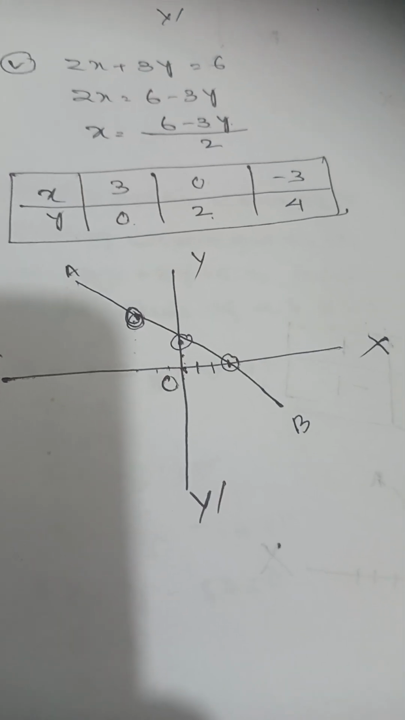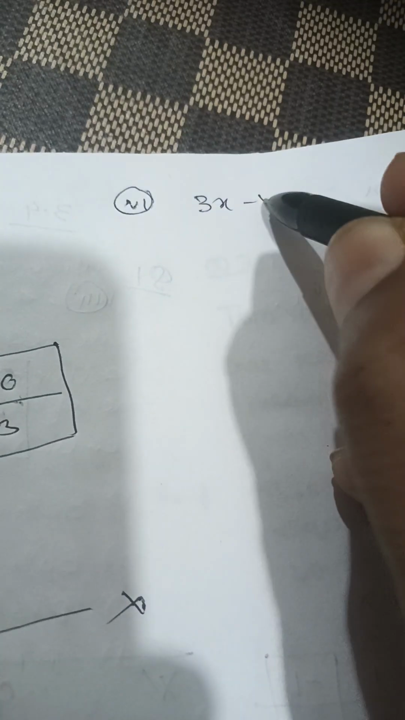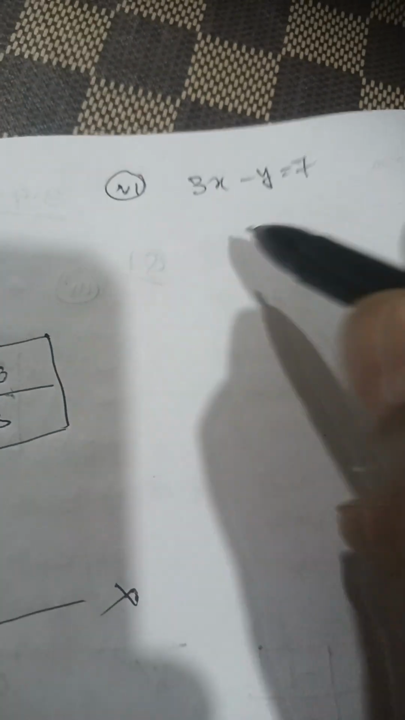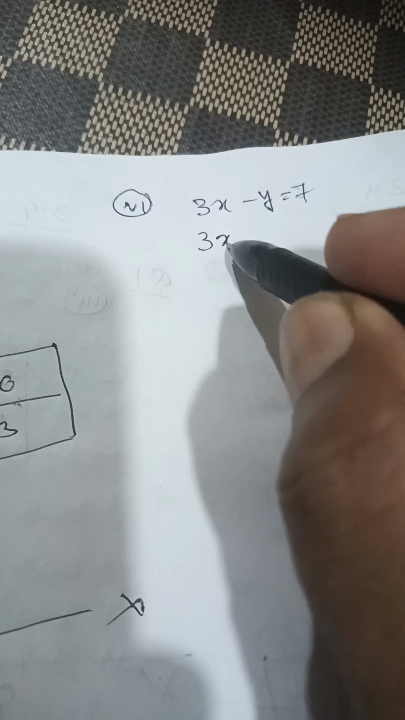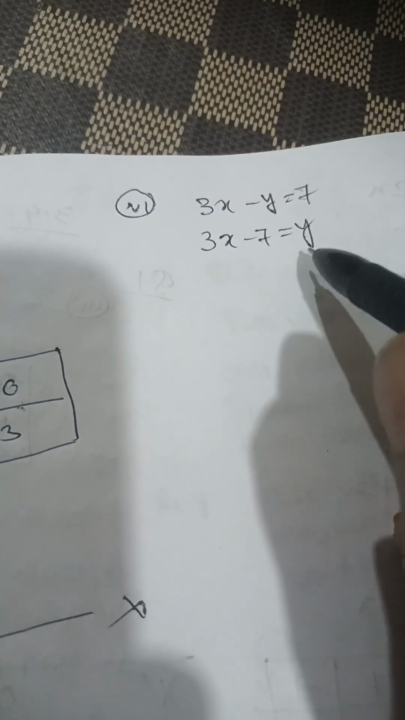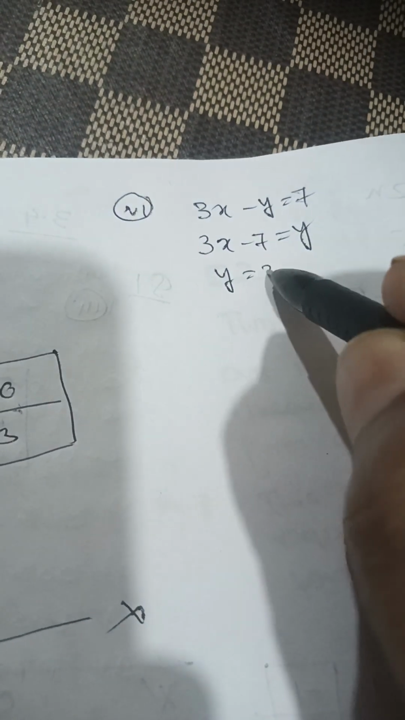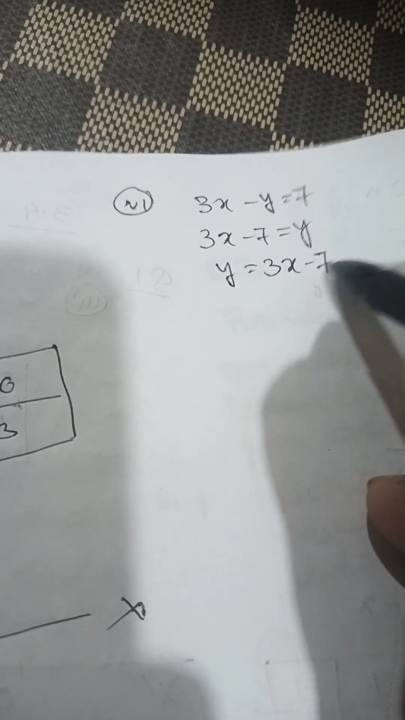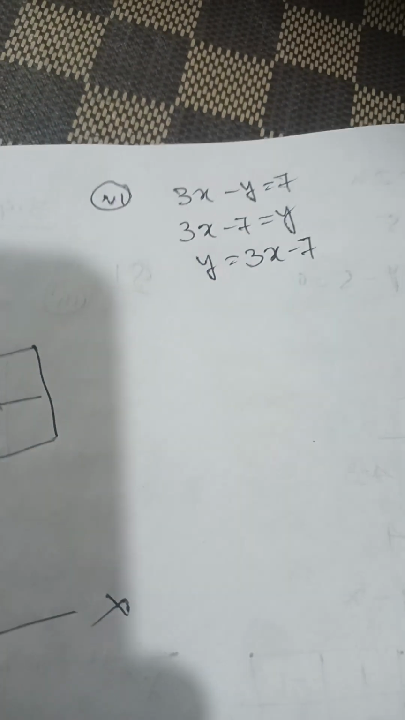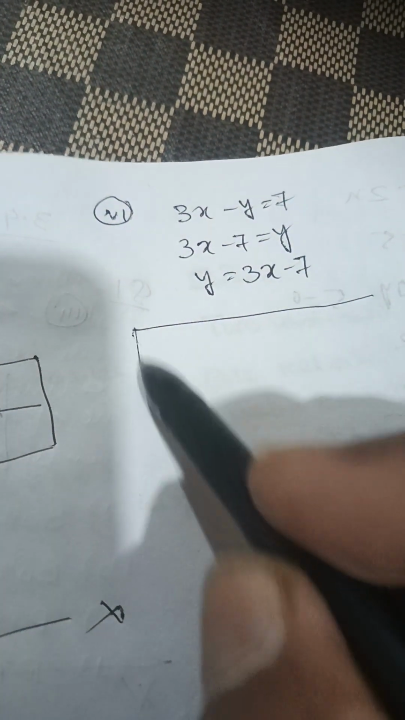Now question number 6. Here I am writing question number 6. The question is 3x minus y is equal to 7. So you do one thing, you separate any one of them, either x or y. If I write y here, it will be easier. Now write the same equation in an arranged manner: y is equal to 3x minus 7 on the right hand side. Now you make a table of this equation.